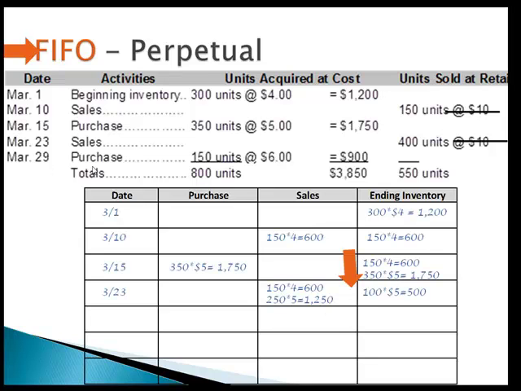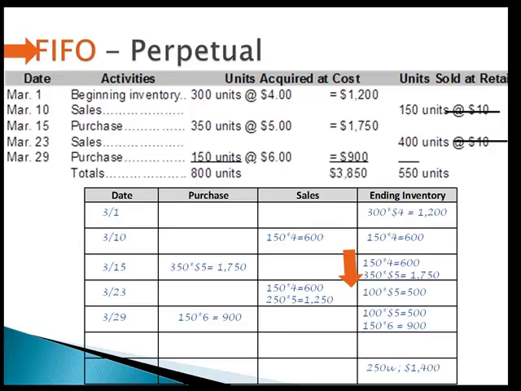Okay, and then March 29th, I have a purchase of 150 units, so I'm going to log that in. So 150 at 6, and then again, carry down this original inventory, add in your new one, 150 at 6. Okay, and now we're done with the 5 transactions, so now we can calculate our totals.